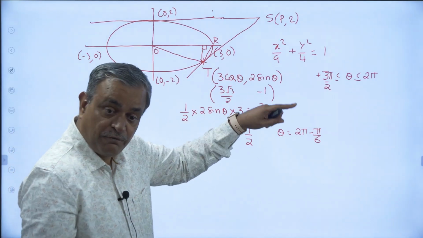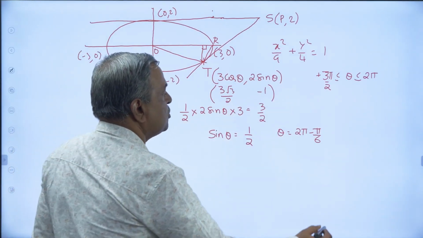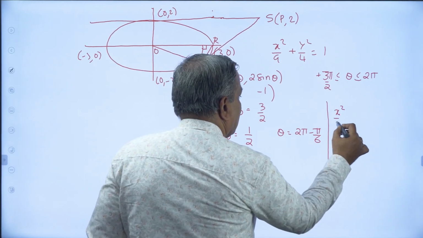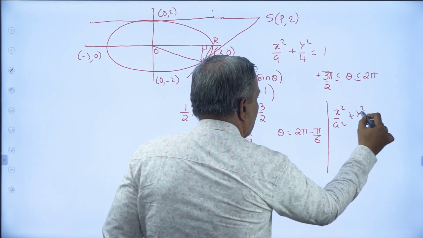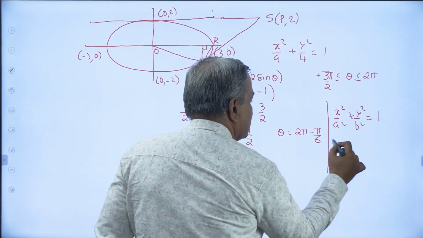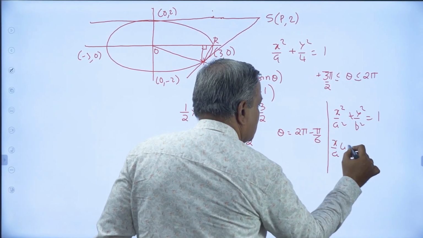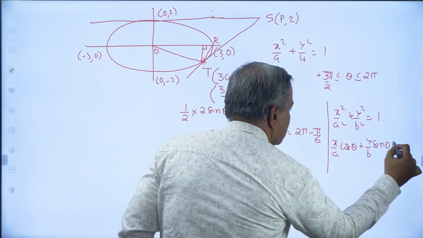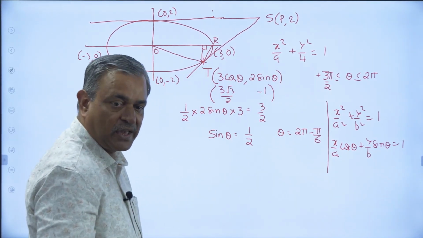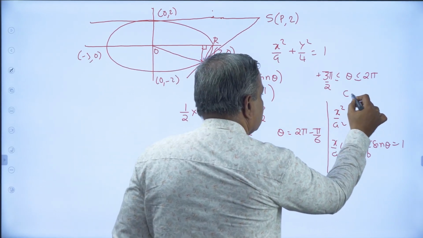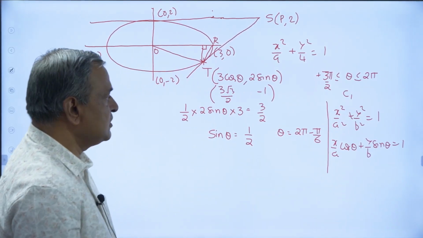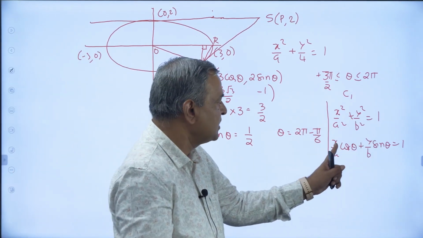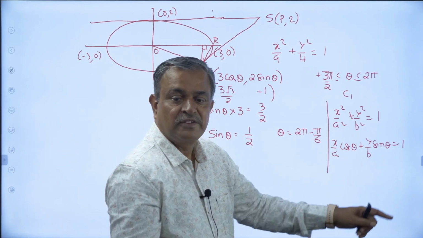Before reading that, you have to write the equation of a tangent, which I have not written. What is the equation of a tangent for a general ellipse? x square upon a square plus y square upon b square is equal to 1. The equation of the tangent is x by a cos theta plus y by b sin theta is equal to 1. This is concept 1 which is used in this case.